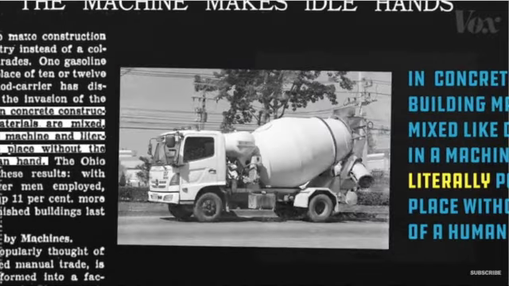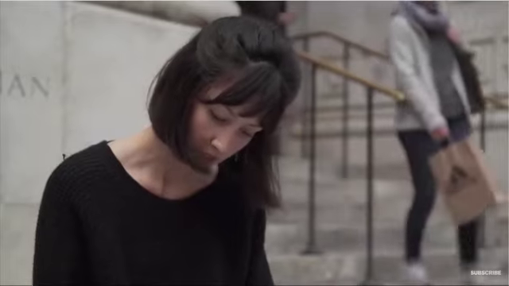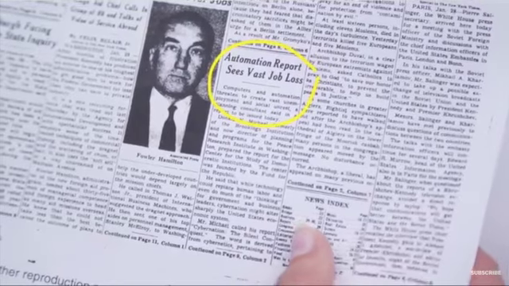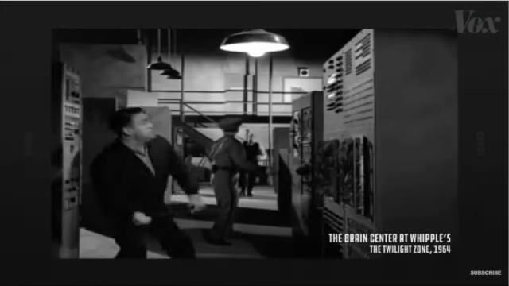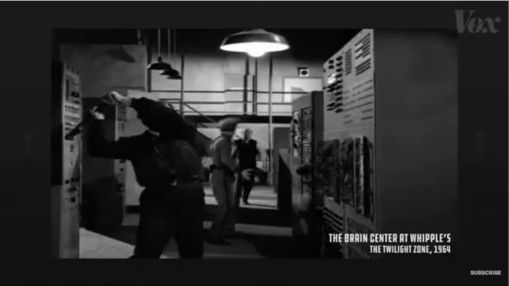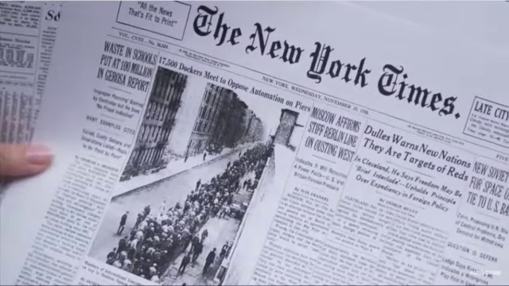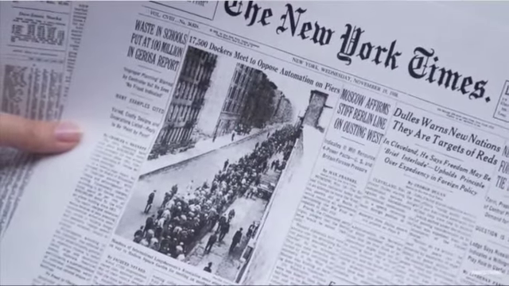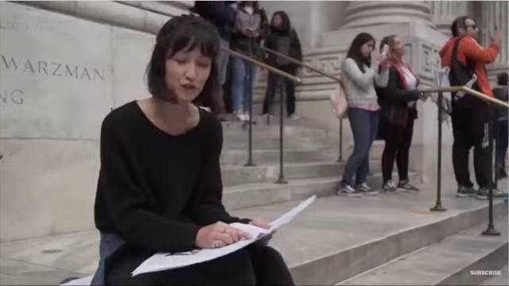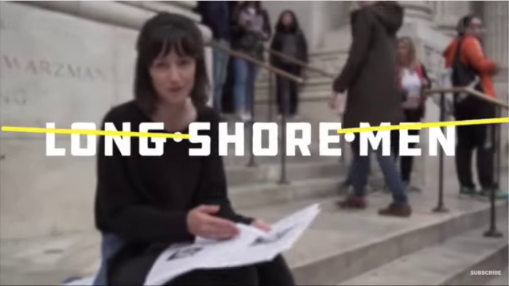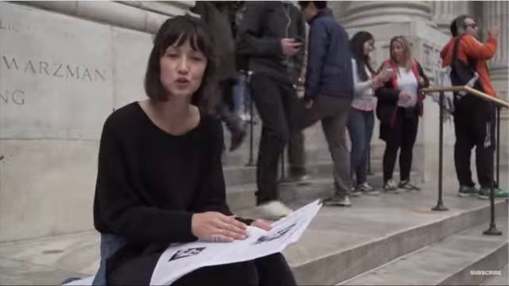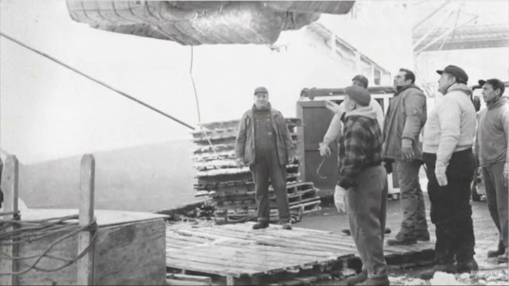Automation anxiety surged again in the late 1950s, early 1960s. President Kennedy ranks automation first as job challenge. Computers and automation threatened to create vast unemployment and social unrest. This article from 1958 is about 17,000 longshoremen who were protesting automation on the piers. And if you don't know what longshoremen are, it's because there aren't many of them left. Technology destroyed a lot of those jobs.